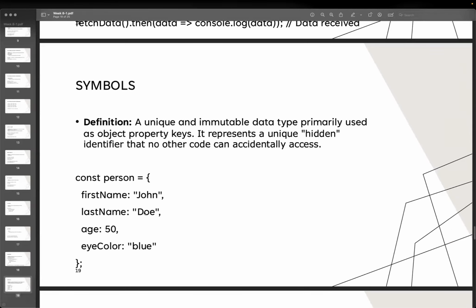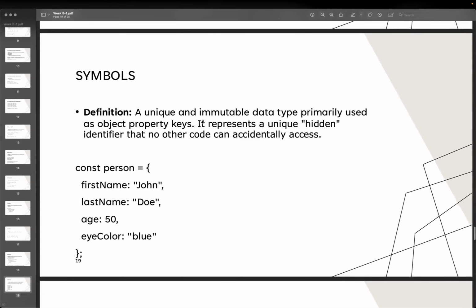And also we have symbols. It is a unique and immutable data type, primarily used for the object property key. So we can represent a unique hidden identifier, so that no other code can accidentally extend or access it.